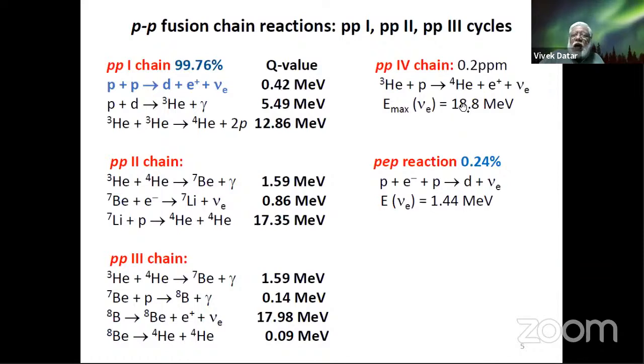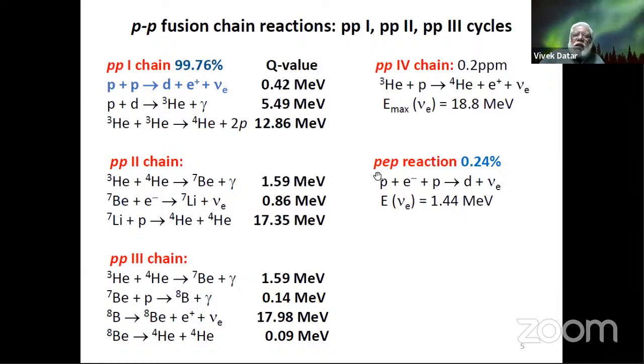This has, of course, a very high Q value because helium-4 is very tightly bound. Helium-3 is not so. And therefore, you can get a Q value which is rather high, of the order of about 19 MeV. But this, I think, even the next generation of experiments will find this hard to measure.